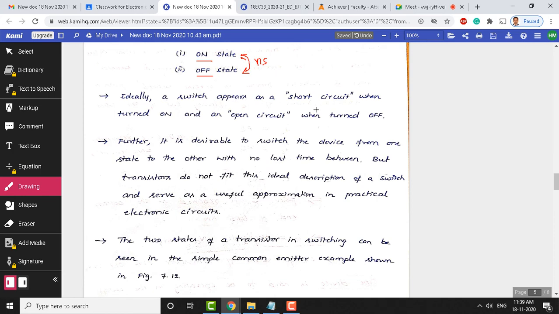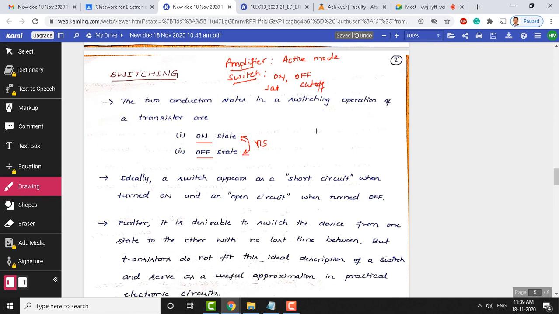Ideally, a switch appears as a short circuit when turned on. That means, if you are looking at the BJT from a symbolic point of view, this is the BJT in symbolic representation. What do we expect as a switch? If you want to use this as an on switch, then definitely it needs to act like a closed switch. This is an open switch, this is off. When you want to use it as an on switch, it needs to be closed like this. This is an on switch.